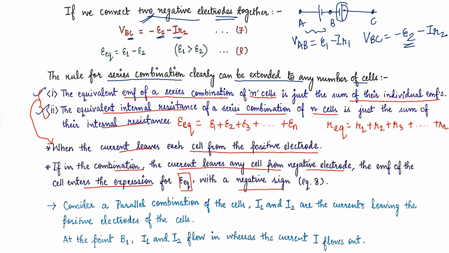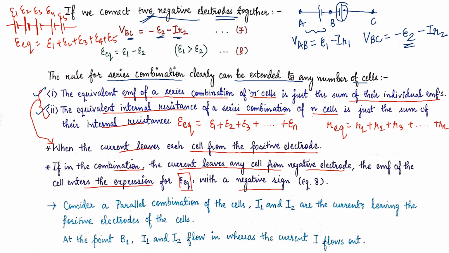See, when I'm having this combination, this negative electrode is combined with the positive electrode. Again, this negative electrode is combined with this positive electrode. Every cell is in a proper direction. Okay, so in this case, our E equivalent will be, this is E1, E2, E3, E4 and E5. It will be E1 plus E2 plus E3 plus E4 plus E5.